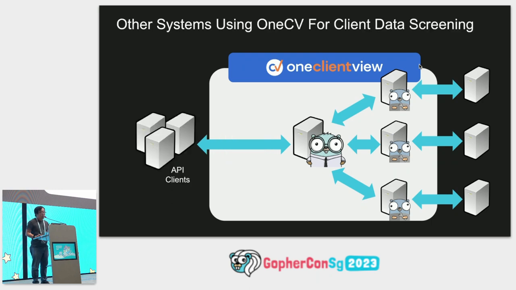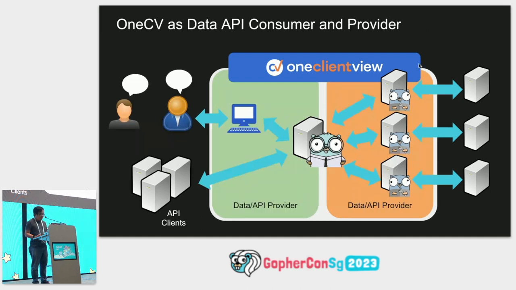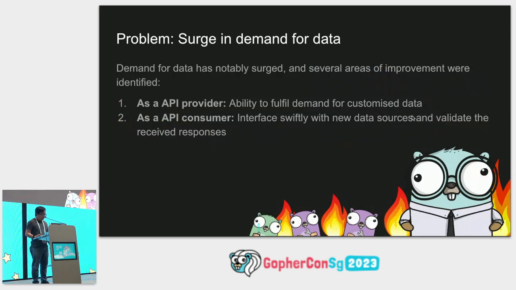On the other hand, we are also starting to expose our client data through API to various other agencies or API clients. So OneCV has two sides. Actually, there's a typo there. Sorry, the green part is a typo. The green part is the API provider, and the orange part is the API consumer.